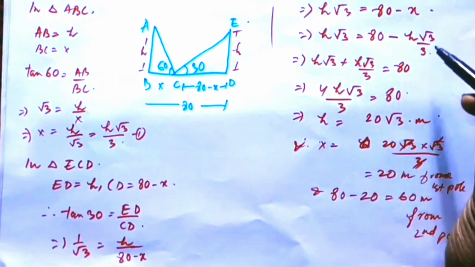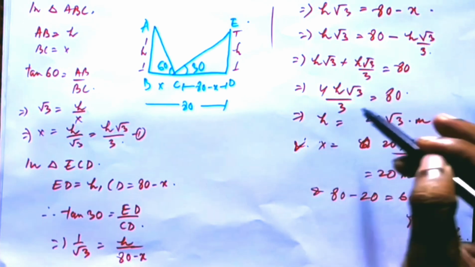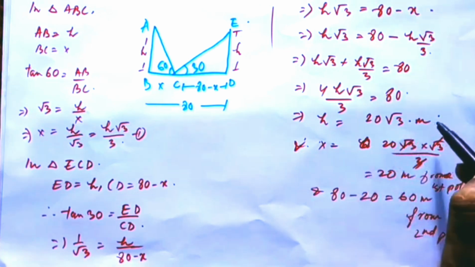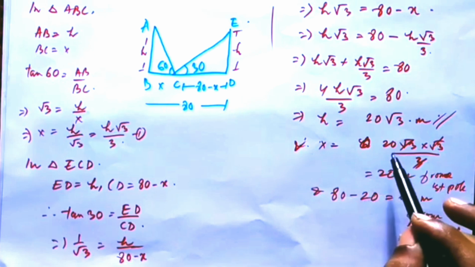So we move it to the left. By simplification, we get 4H root 3 by 3 equals 80. So H equals 20 root 3. So we are getting the height of each of the two poles. So X equals, with H value 20 root 3, 20 root 3 into root 3 by 3.